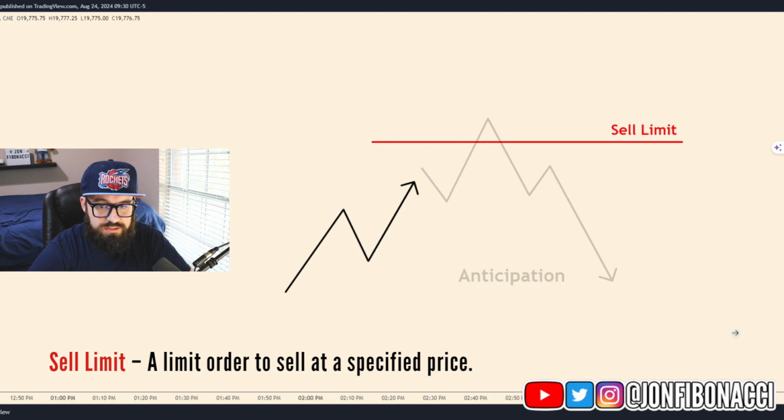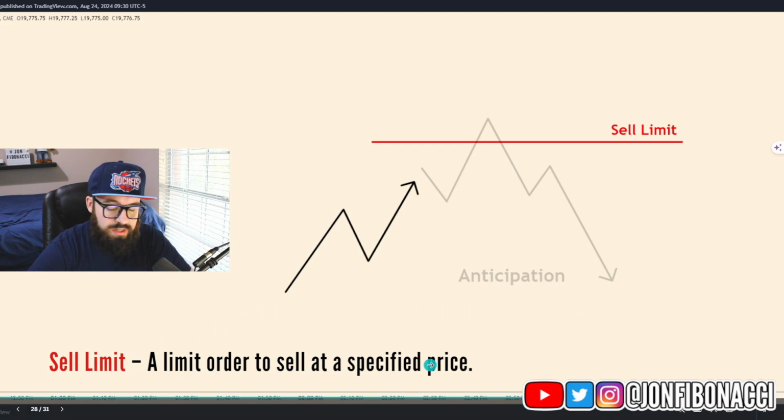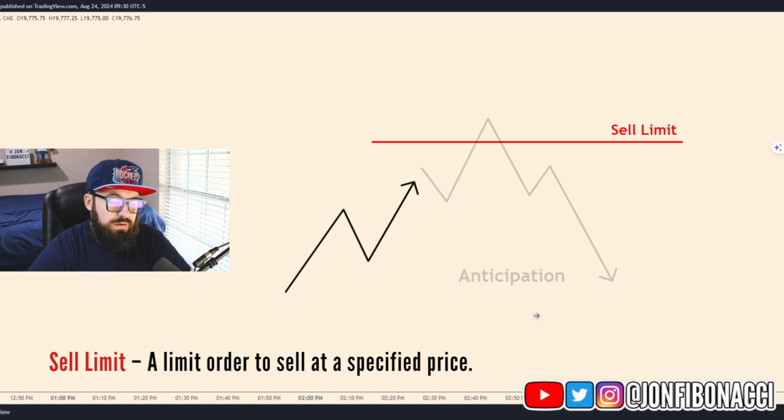Now, sell limit is the inverse of that. A sell limit is a limit order to sell at a specified price. So in this example, if I want to short, it's the opposite of the last one. If it's going up and it retraces, if I think it's going to go up to this specific level, and I think if it hits that level, the market's going to trade lower, so I want to short that market, I can put in a sell limit.